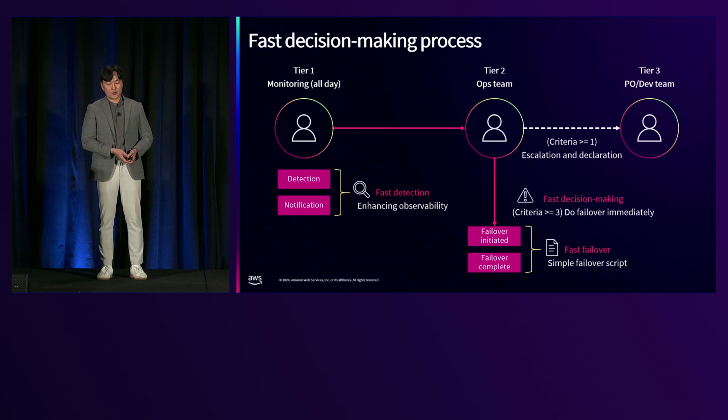In the past, when a failure occurred, needing approval from Tier 3 before initiating remediation measures often led to lengthy delays. However, by enhancing observability, we have improved the ability for Tier 2 to make fast decisions and to fail over immediately with a simple failover script without Tier 3.